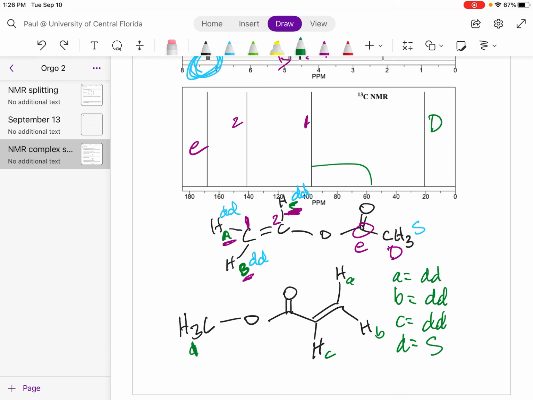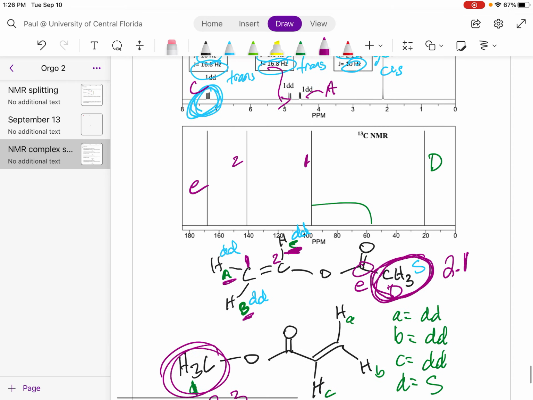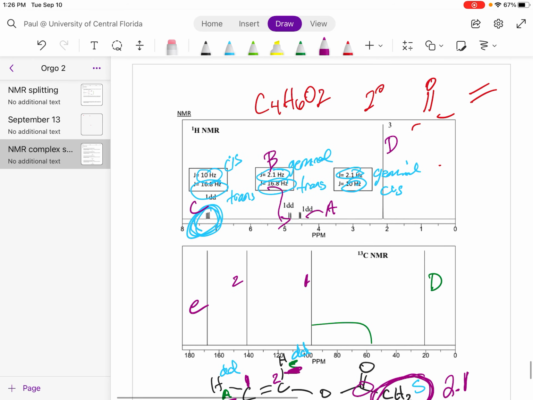Well, that's a tricky question, but we can figure it out. And it boils down to chemical shifts, right? And that's kind of the mistake that I made in class today that I'm trying to rectify now. Where would we expect a methyl group directly attached to a carbonyl to come up in the chemical shift? 2.1. Where would we expect a methyl directly attached to an oxygen atom to show up? 3.3. So when we go to our proton NMR, where is that singlet? It's at 2.1.